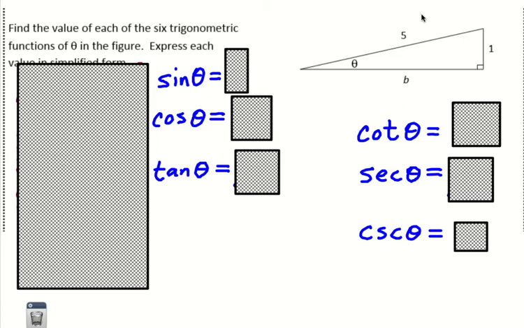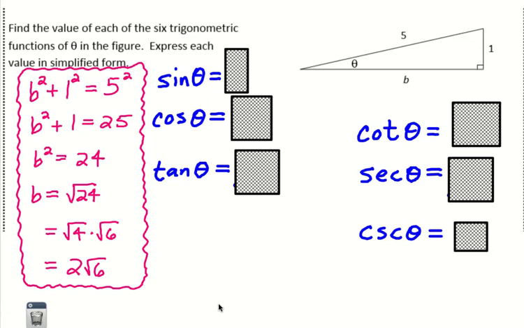So we know O, we know H, but we don't know the adjacent. So we're going to need to bust out the Pythagorean theorem again, because we need all these ingredients to figure out all 6. Only having the opposite and the hypotenuse, we can find sine and we can find cosecant, but not the other 4. So we need this. And, full disclosure, all cards on the table, the only reason to really do another example like this is the whole Pythagorean theorem stuff.